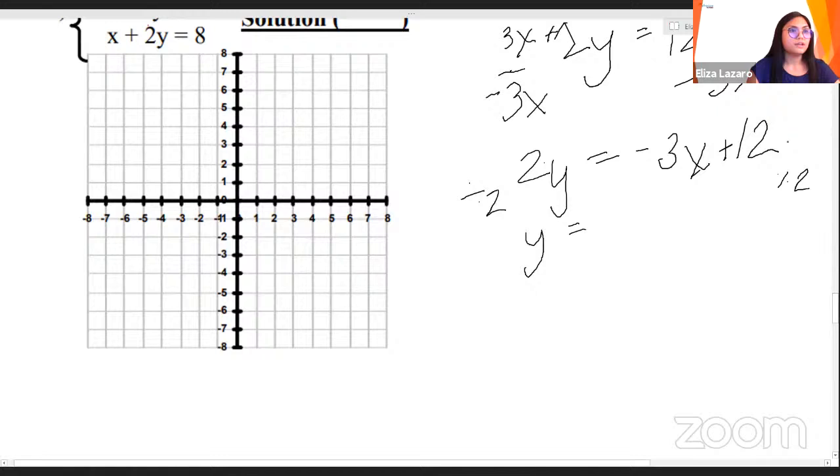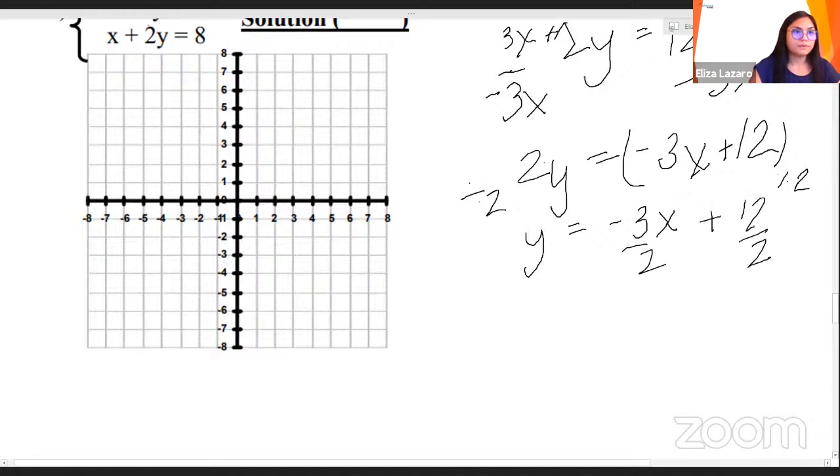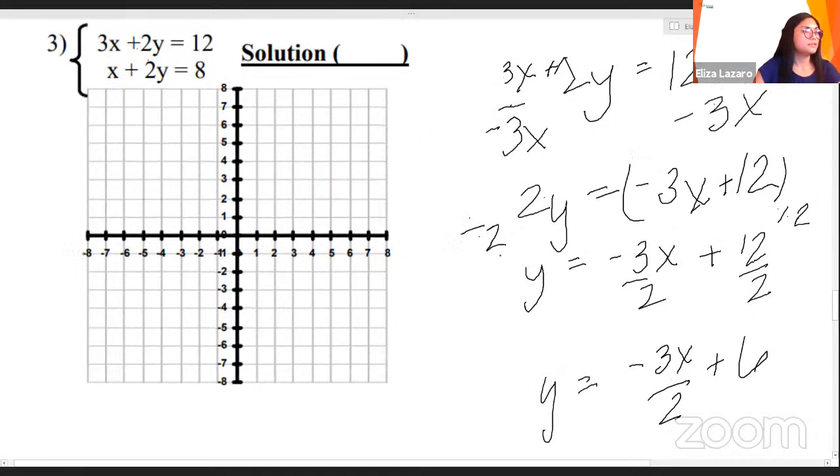And on this side, we have to distribute the division to this entire side. And since we're adding, we have to divide both terms by 2, which gives us -3 over 2 x plus 12 over 2, which is really 6. And let me just rewrite all of this. So that will be the slope-intercept form for that first equation.